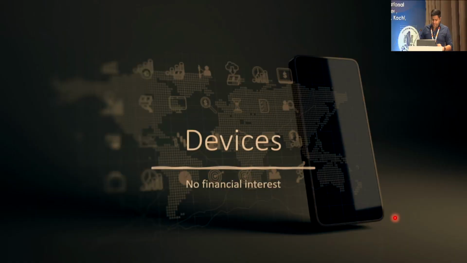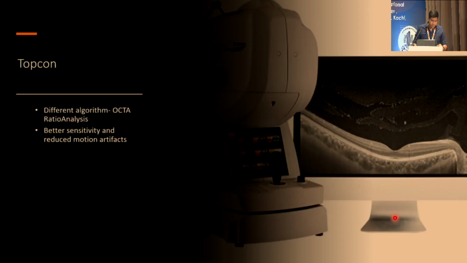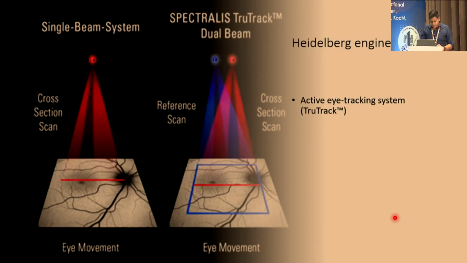Various devices can be used. The first one is Topcon, which has a different algorithm, which is OCTA ratio analysis, better sensitivity, and reduced motion artifact. The Heidelberg Engineering, which has a spectrally true track beam.